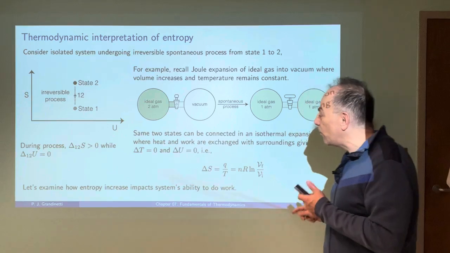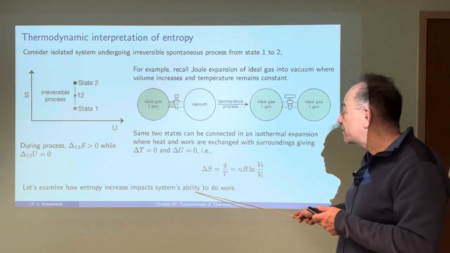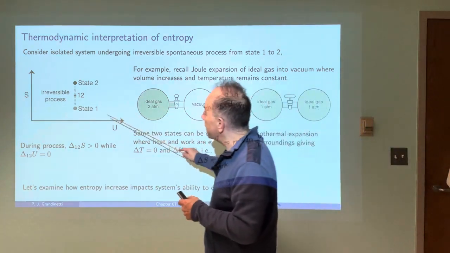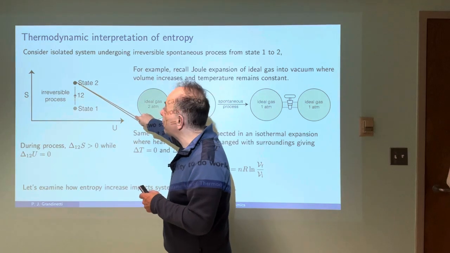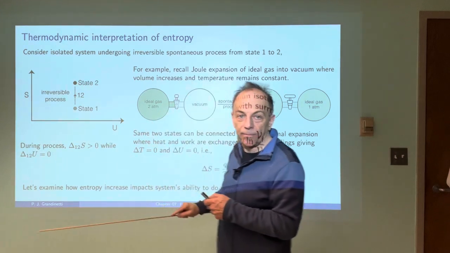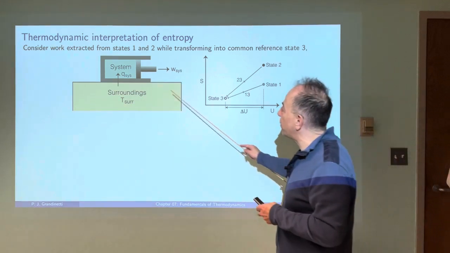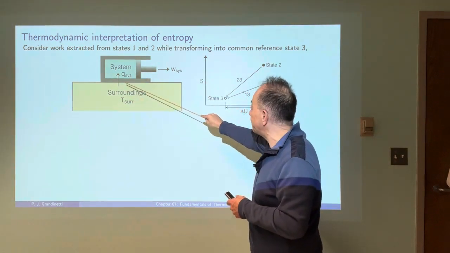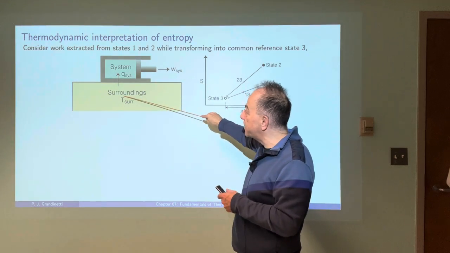But what we're interested in now is how that entropy increase impacts the system's ability to do work. So we want to see how the work that I get from state 1 compares to the work that I get from state 2. Let's take a deeper look at this. Let's imagine we have a system from which we're going to extract work, by letting it expand as it's connected to some surroundings.